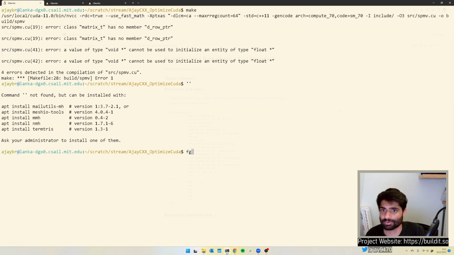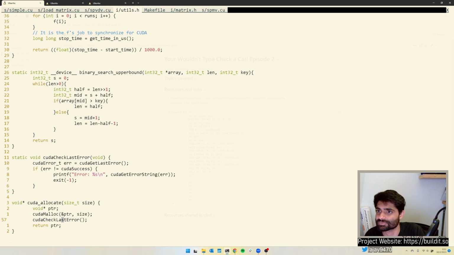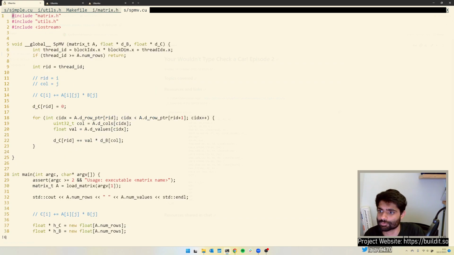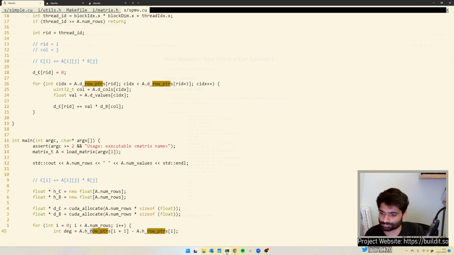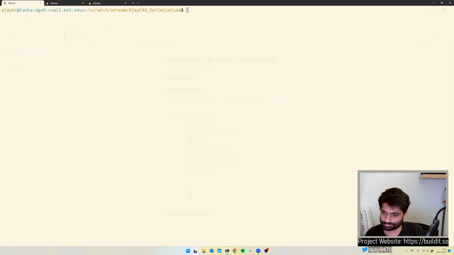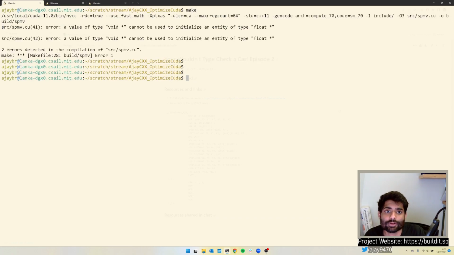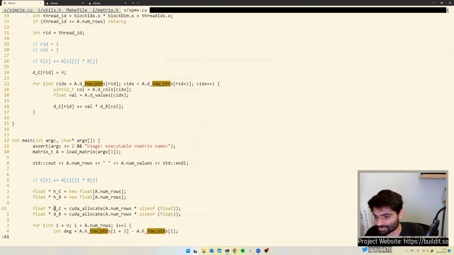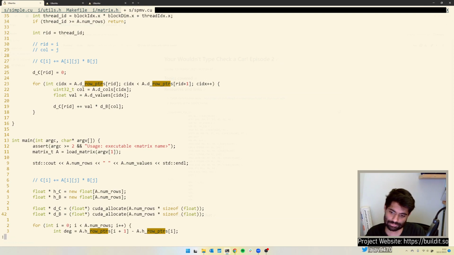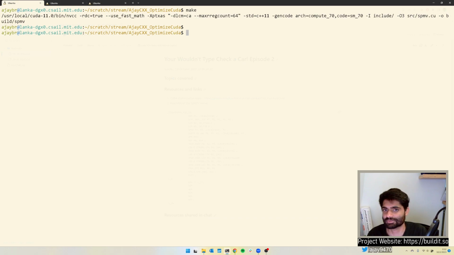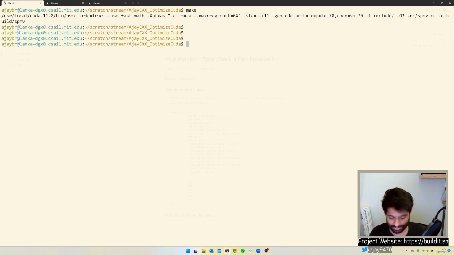Class matrix T has no member D row PTR. I think it's row PTRs. Yep, it's row PTRs. This is fine. Value of what initialized. This is C++, not C. So pointers don't implicitly convert in C++, which is why we could have used the templated version. But okay, anyway, so now we have our kernel compiled.